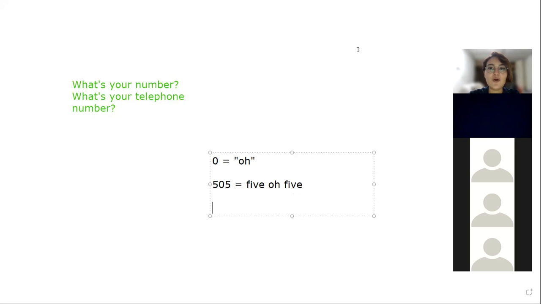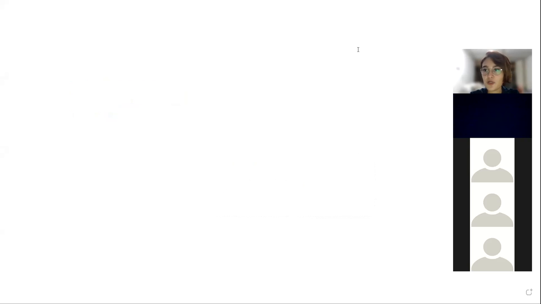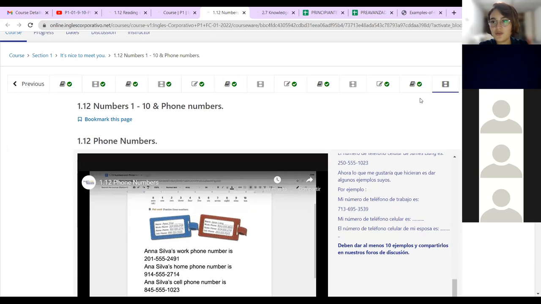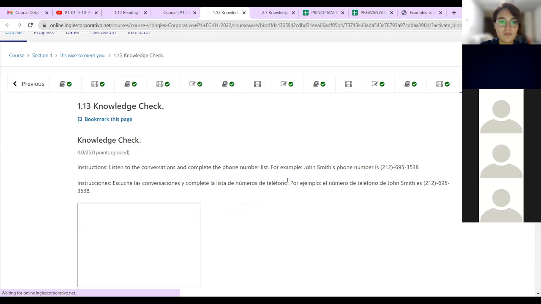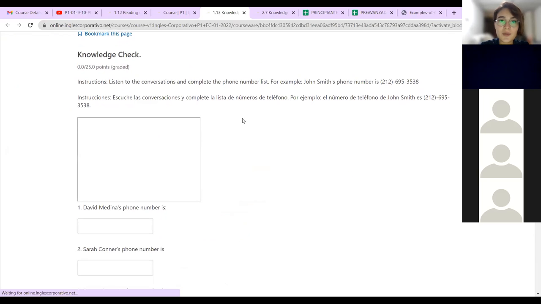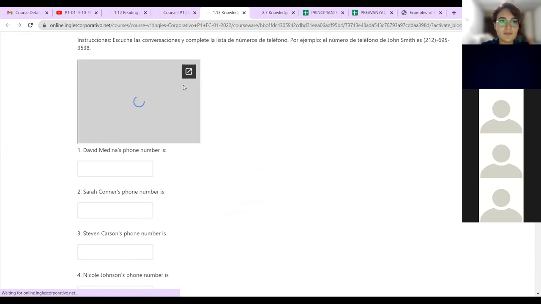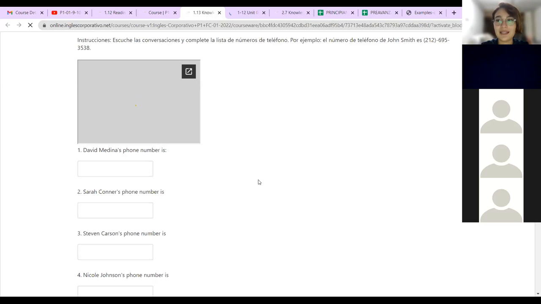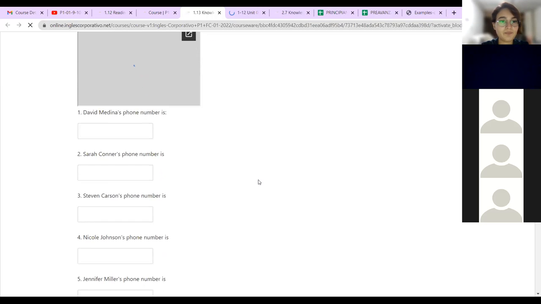All right. Any questions about the phone numbers and the numbers? ¿Alguna pregunta so far? No, no question. All right. Let us do an exercise then. Hagamos un ejercicio entonces. We will listen to a conversation and we'll complete the phone numbers. Vamos a escuchar las conversaciones y vamos a completar the phone numbers.